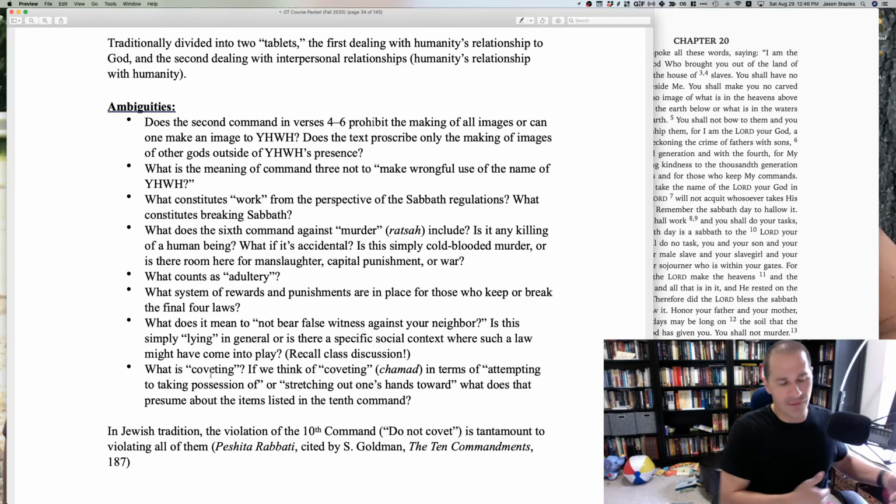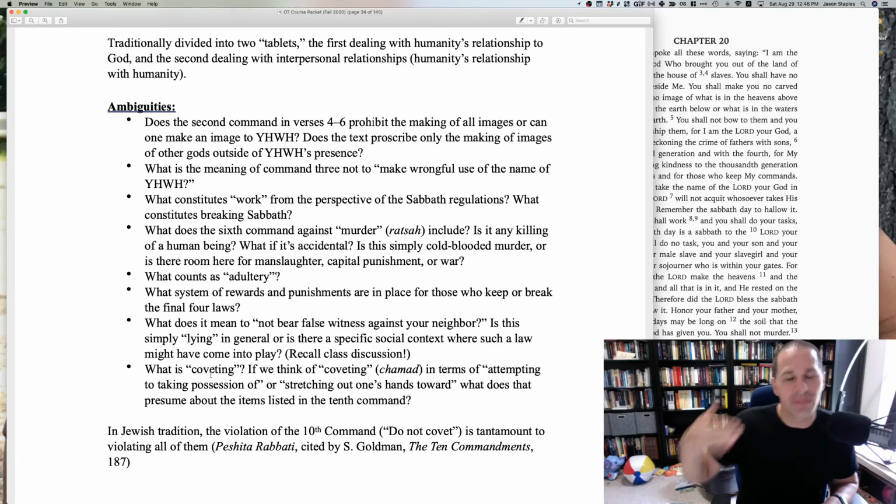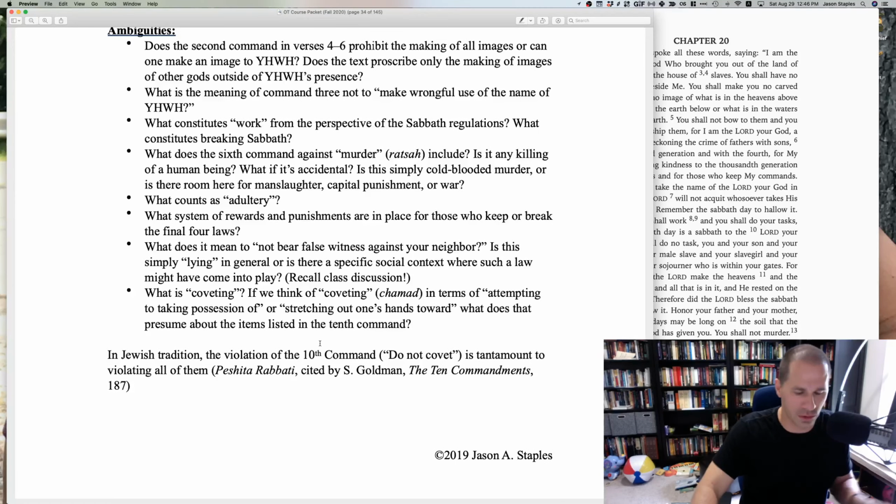And that's the thing. If I try to run this person over and I fail, that's attempted murder. Or if you've got the bomb maker, that person is in the process of planning the attack. Those things basically get us pretty close to what this catch-all, this 10th command, is. And that's why in Jewish tradition, the violation of that command is tantamount to violating all of them. You actually have that idea that if you violate the 10th command, you violated the whole law.